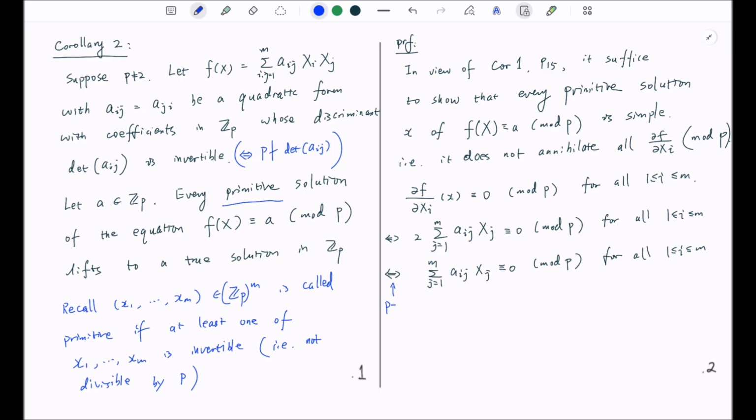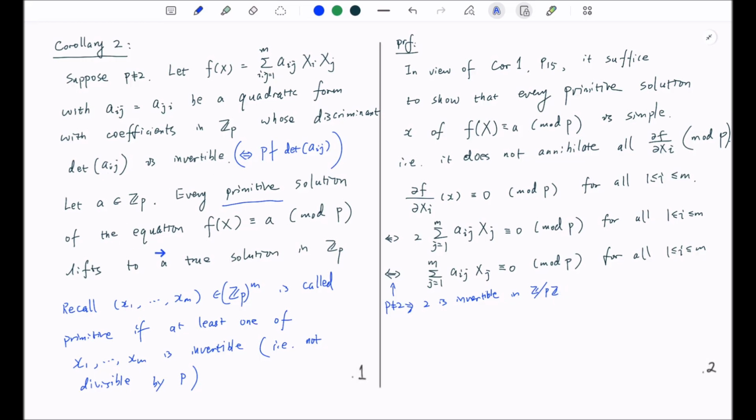This is because p is not equal to 2. So 2 is invertible in Z mod pZ. So now we are trying to solve this system of linear equations in Z mod pZ.